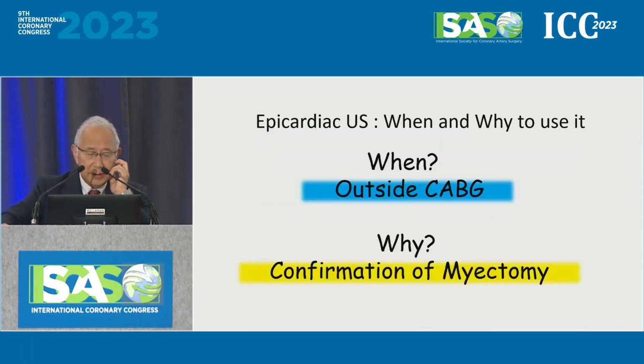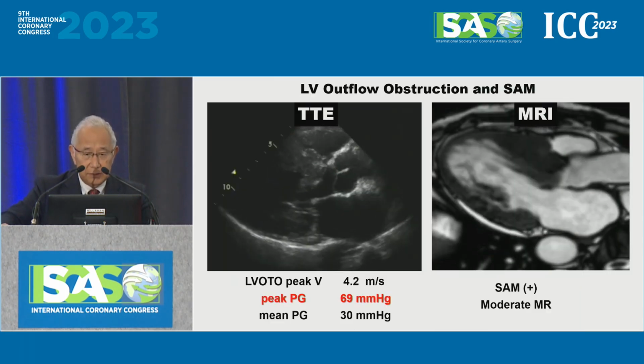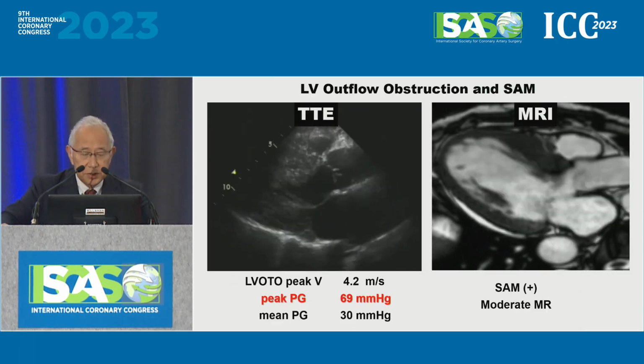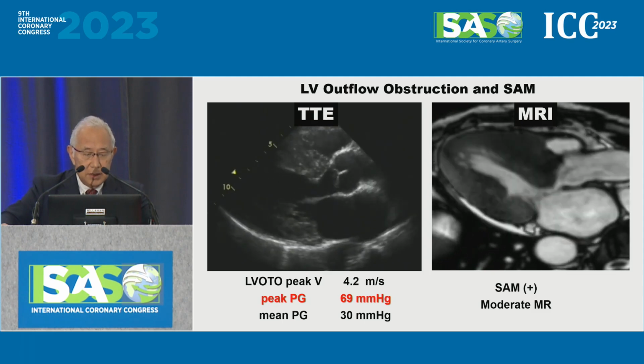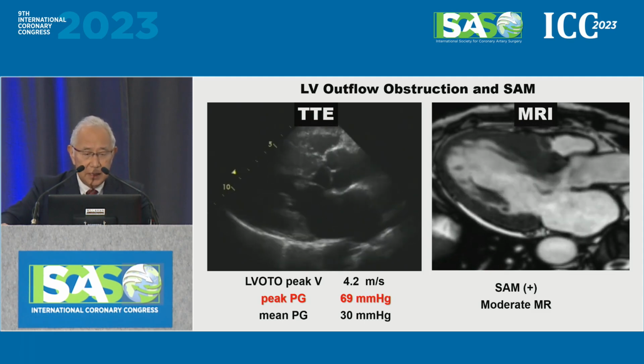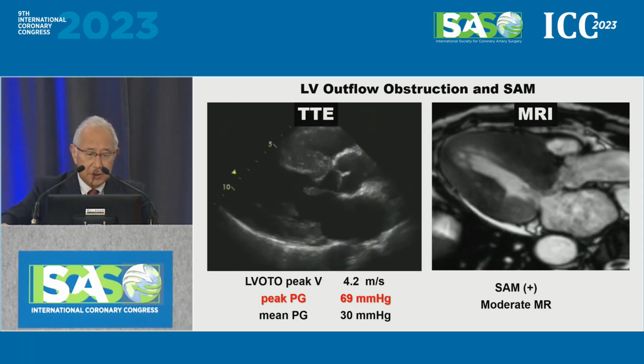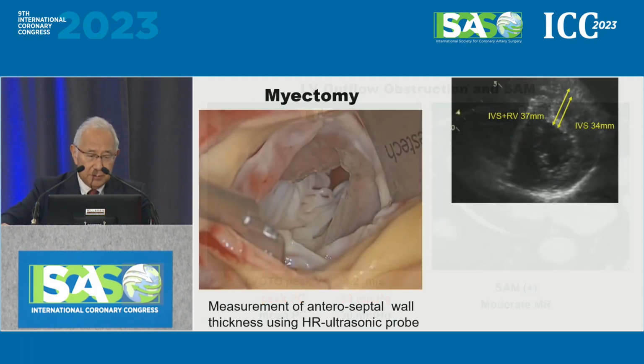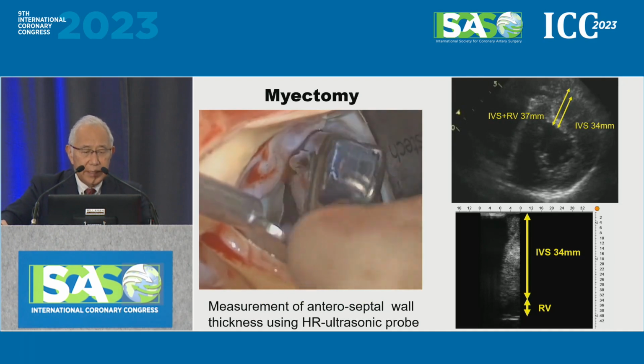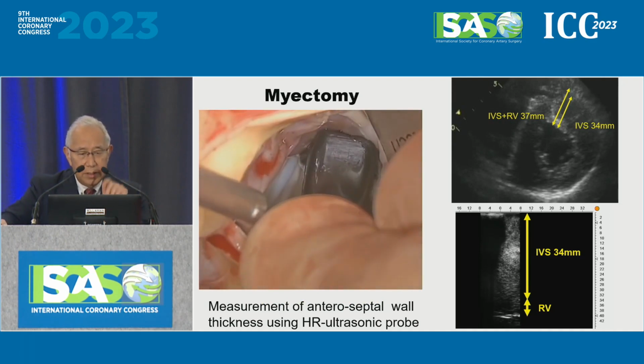And this is another interesting case, confirmation of the myectomy. This is a case of the HOCM. The peak PG was 69 and very thickened septal myocardium. So this probe we can bring into the left ventricle through the aorta and can check the thickness of the myocardium.